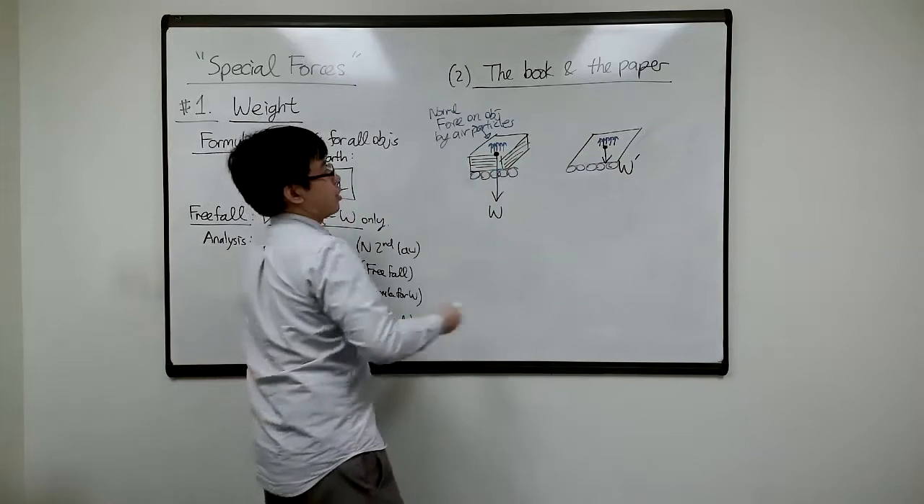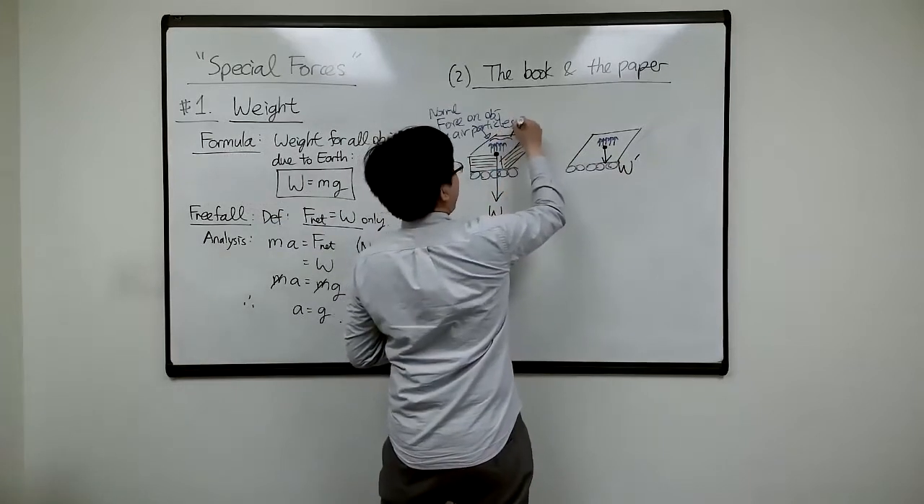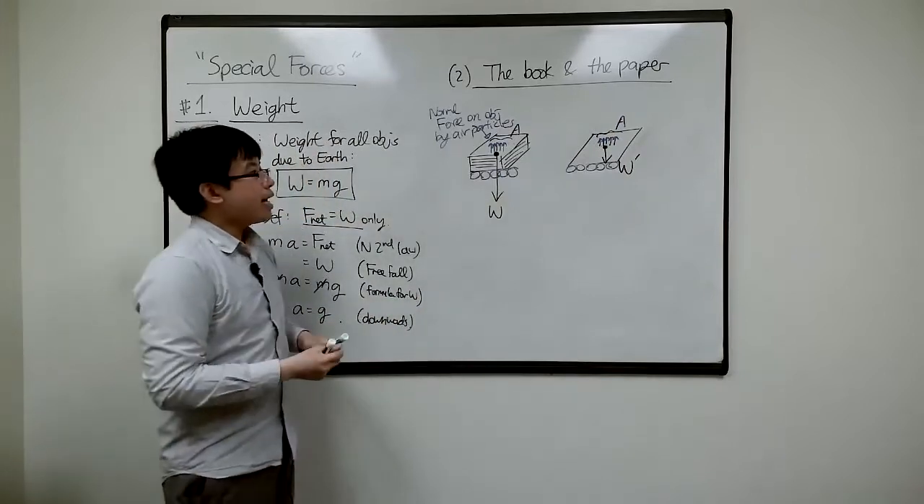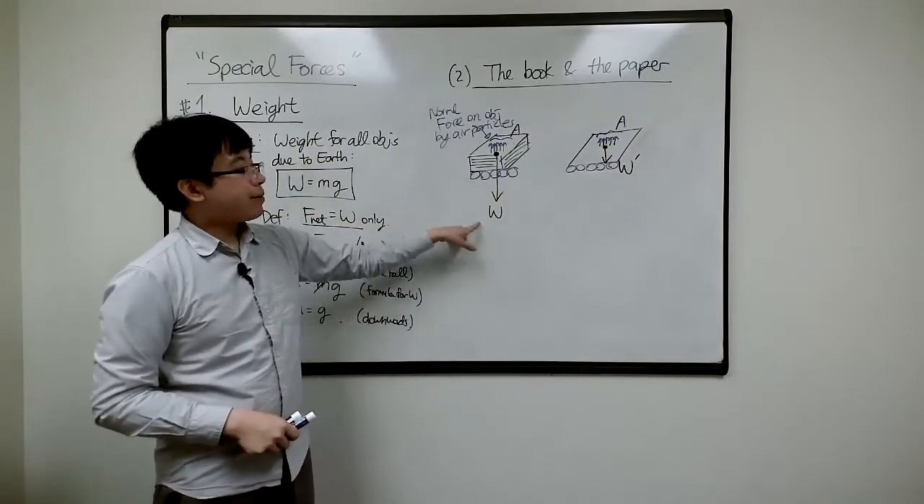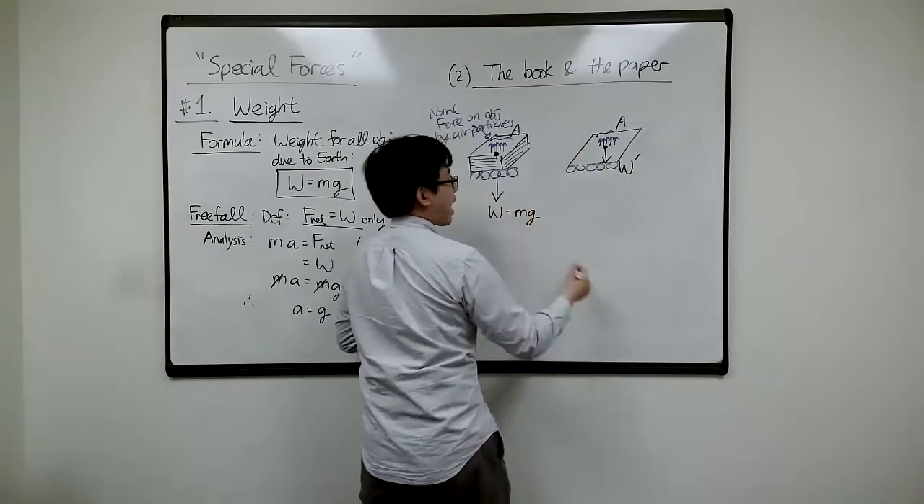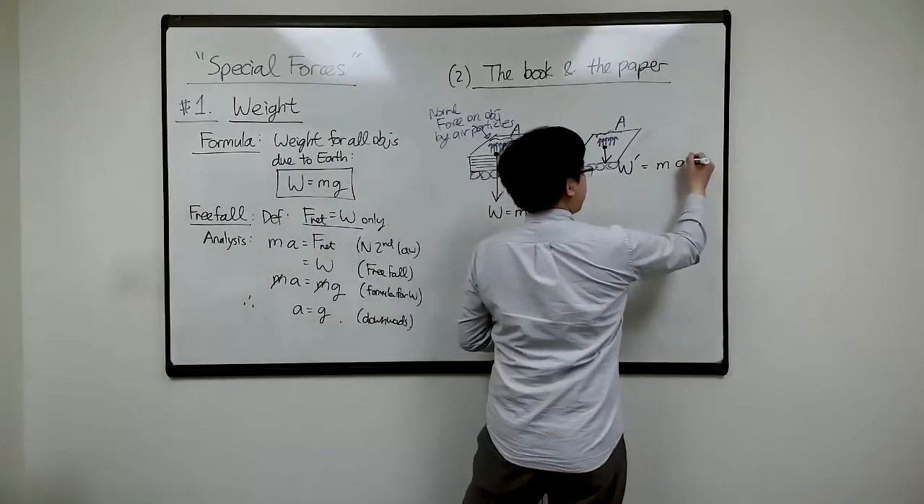Okay, if you like, I'll call them collectively A, capital A, for air resistance. And how about W? I know something about W. I know a formula, right? That's mg. And here is mg.